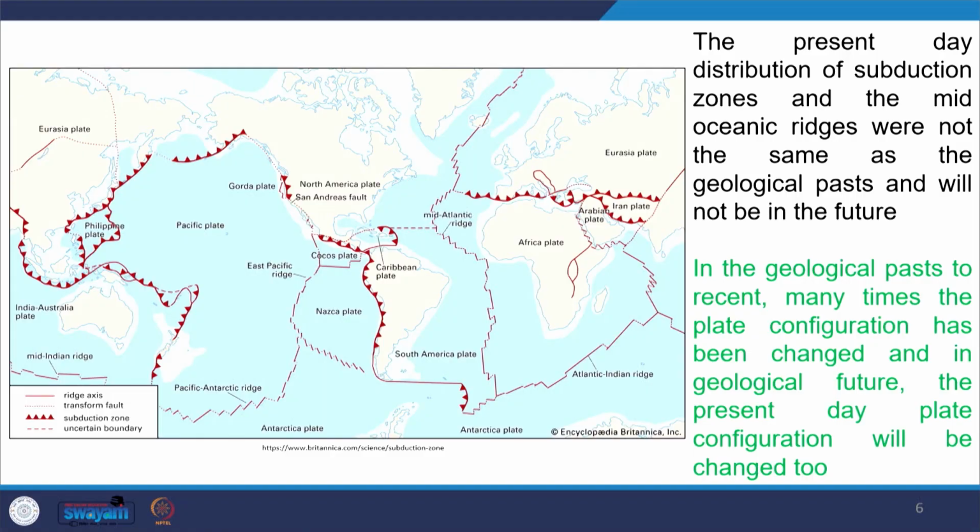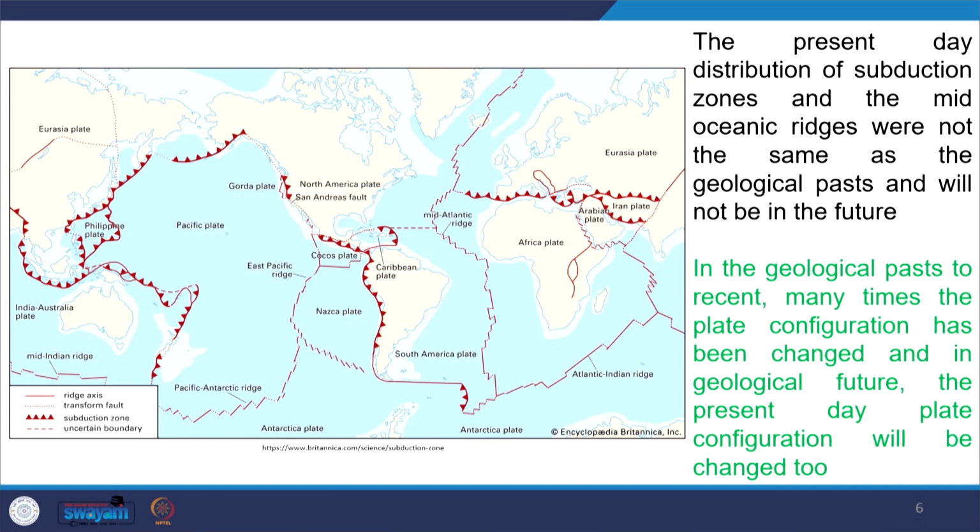The relative velocity between these plates decides whether the subduction zone or the divergent margin will shift or remain static at its position. So the present-day distribution of subduction zones and mid-oceanic ridges was not the same in the geological past and will not be the same in the future. Why is this? Because of the change in relative velocity.